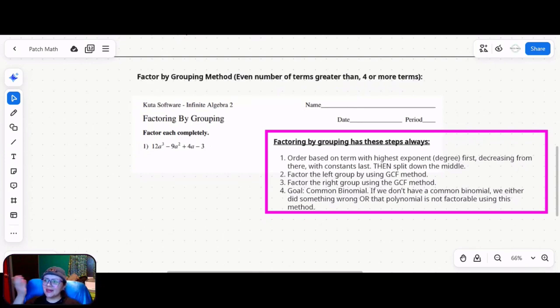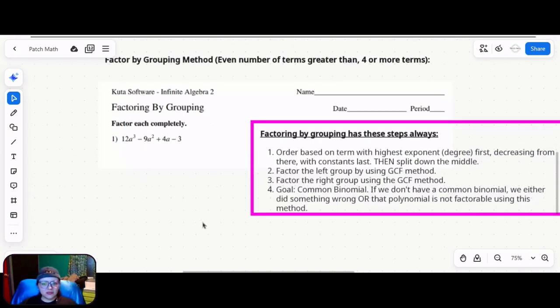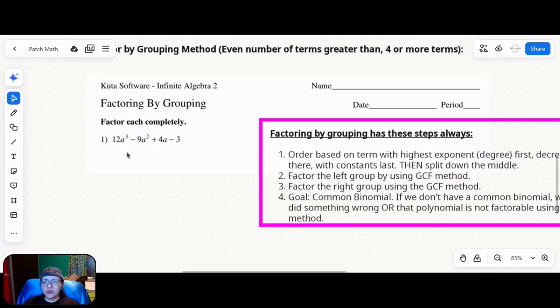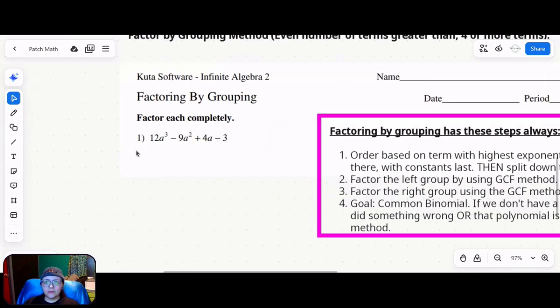I went ahead and wrote the main steps when it comes to factoring by grouping. Sometimes you're not given these in standard form, and it is important that we put these in standard form. In other words, we want to make sure the term with the greatest exponent comes first, and we decrease based on exponent from there, ending with our constant. So we do have that set up here.